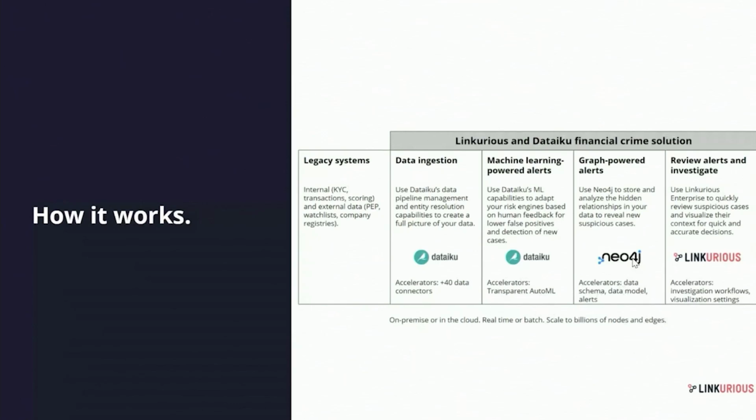Then the data can be moved to Neo4j, where you can use Neo4j to store and analyze the relationships in your data. And here at Linkurious, we can also help with different assets such as data model, pre-built alerts that can help fast-track projects. And finally, all of that can be accessed via the Linkurious Enterprise UI, where you can review alerts and investigate. And we can provide different accelerators here in terms of pre-built workflows, and we have seen one of those in the form of a query template, but also with visualization settings that will make the important aspects of your data really stand out. All of this architecture can work on-premise or in the cloud. It can work in real time or in batch mode, and it can scale to even the largest data sets.